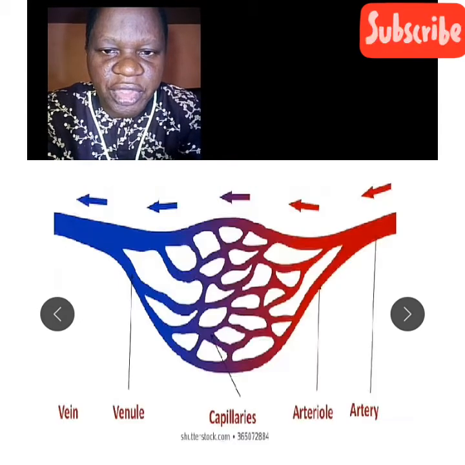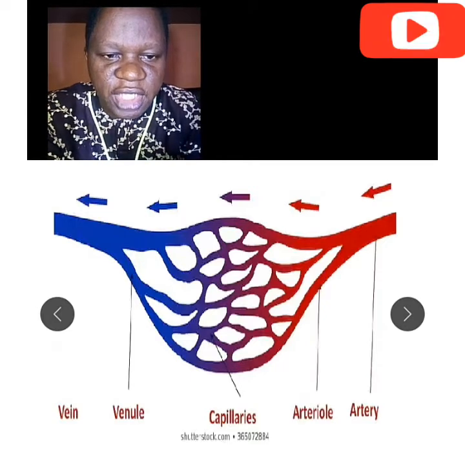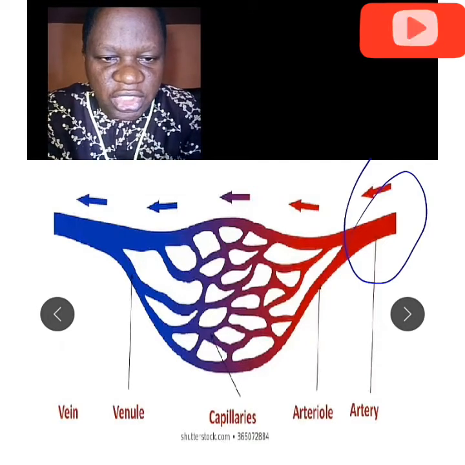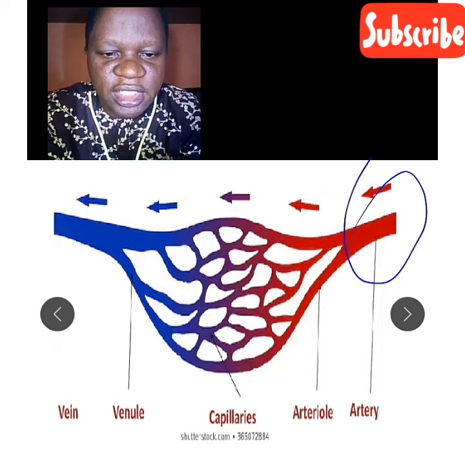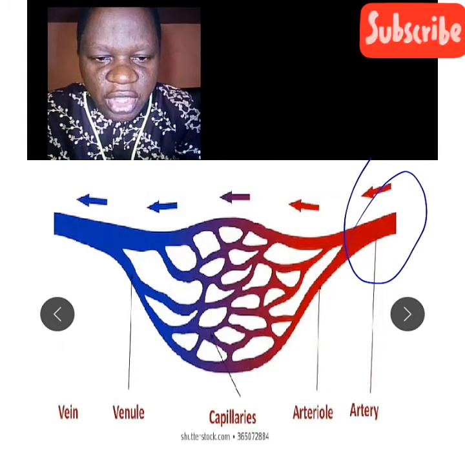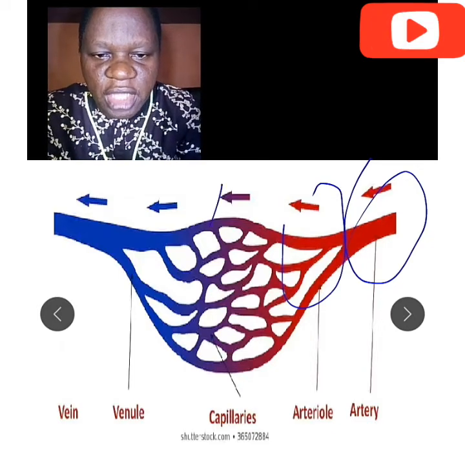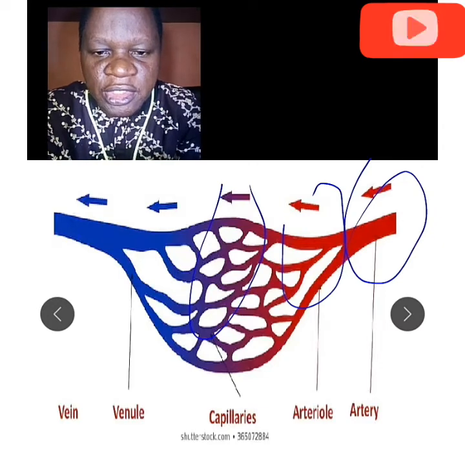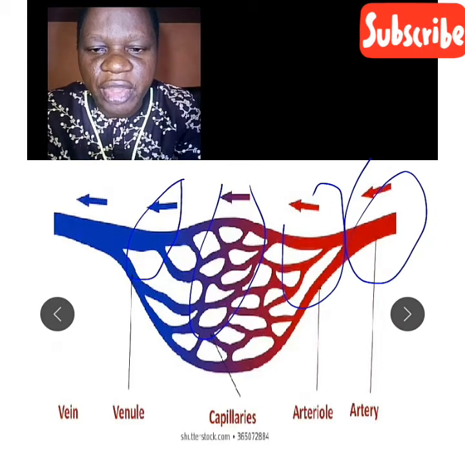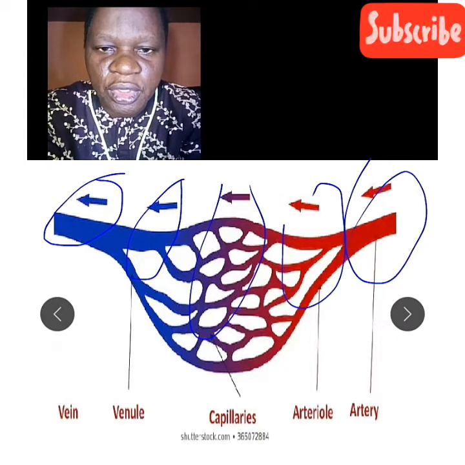And here you have a representation of what we are talking about. Look at it here. You have the artery coming right from the heart, and then dividing into the arterioles. The arterioles form the capillaries that you have here, and eventually divide into venules, and the venules unite to form what we refer to as the vein.